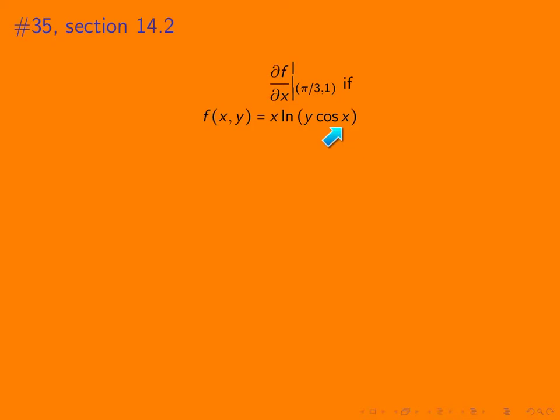So when I take the derivative with respect to x, first there's going to be a product rule. So there's x times the partial with respect to x of the rest, log of y cosine of x, plus the other way around, so log of y cosine x times the derivative with respect to x of x. Okay, so the first piece, now the x is inside the parentheses, so there's going to be a chain rule.